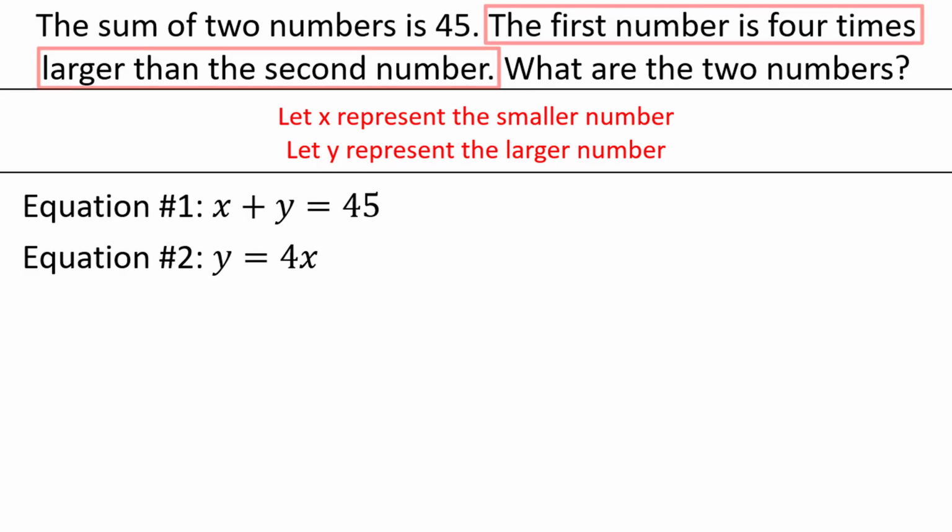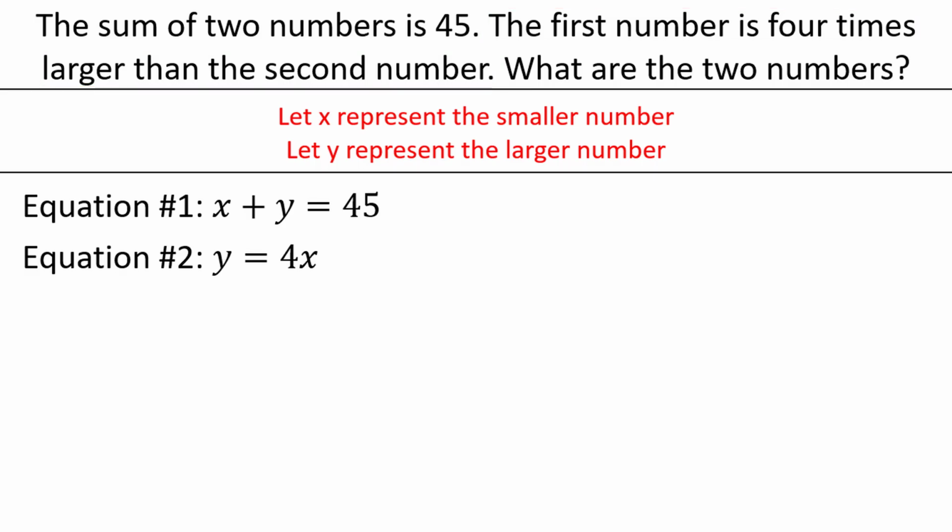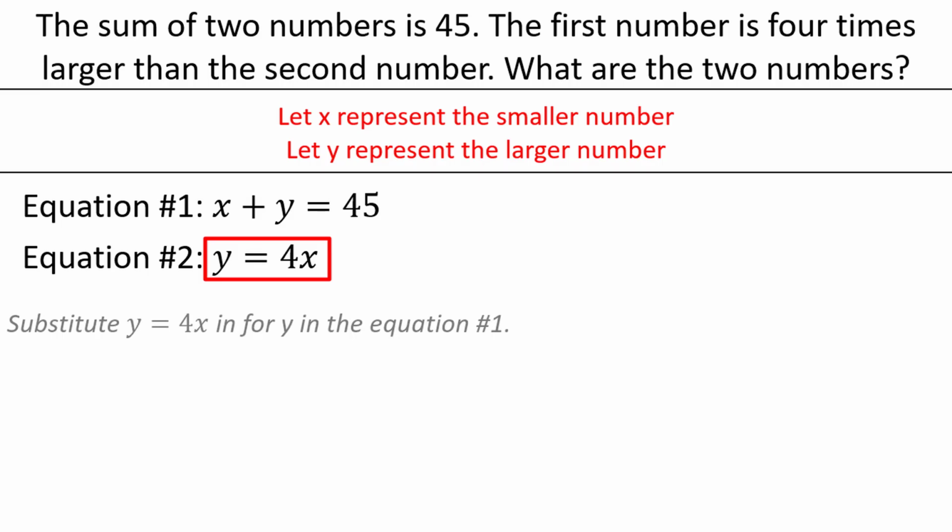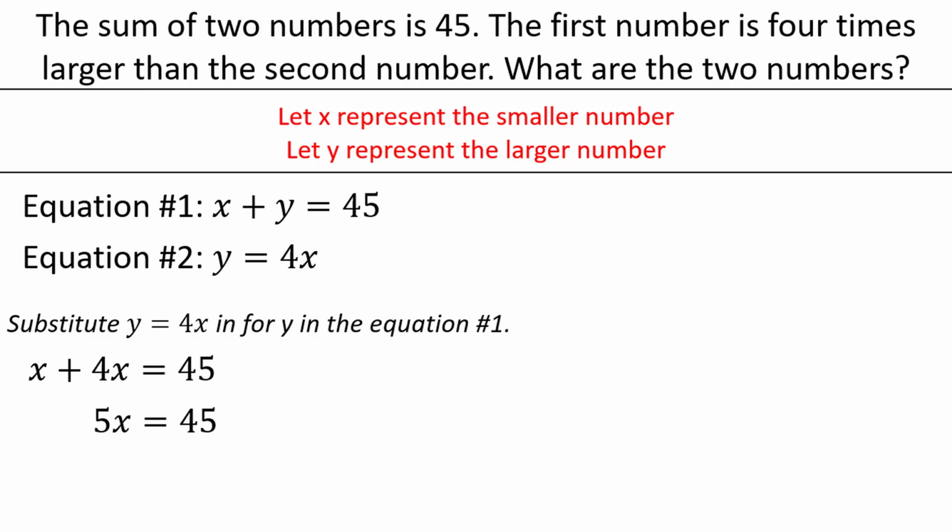This problem lends itself to substitution, as our second equation is already solved for y. We can substitute y is equal to 4x into y from our first equation. We are left with x plus 4x is equal to 45. Now we have an equation in terms of only x, and therefore can solve the equation for x. X plus 4x is 5x, so we have 5x is equal to 45. Dividing each side by 5, we have x is equal to 9.